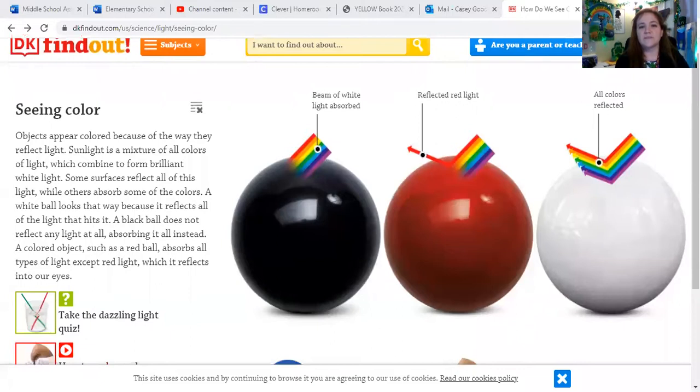And so I found an illustration I want to show you. I thought it probably explained it better than I could. It shows these three balls right here. If you look at the black one, it says a beam of white light is absorbed. So that's where all the light is being taken into that ball. If you look at the red one, what's happening? Only the red is being reflected. And then with the white one, all of the colors are being reflected, and that's why you see it so brightly.